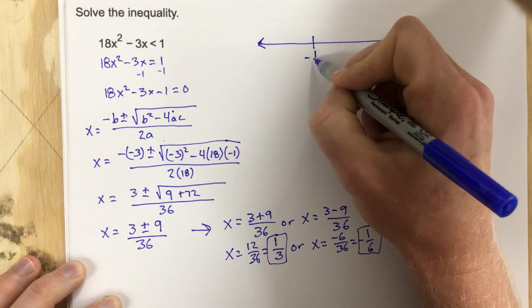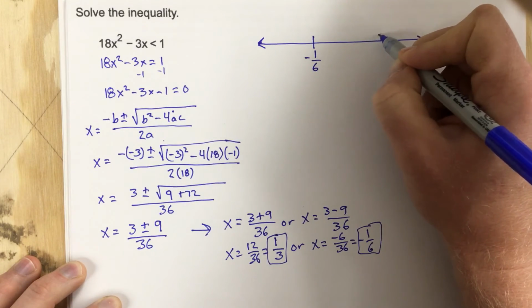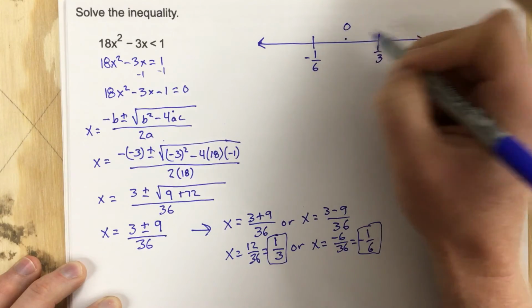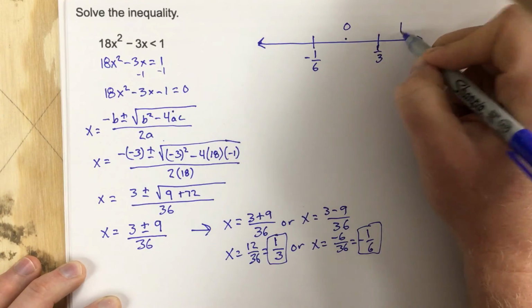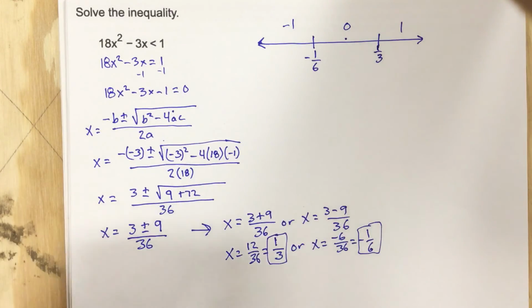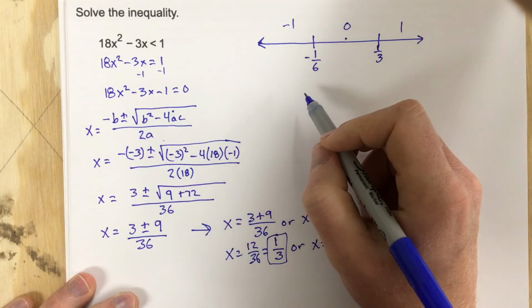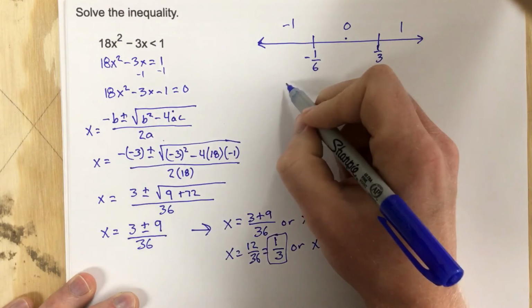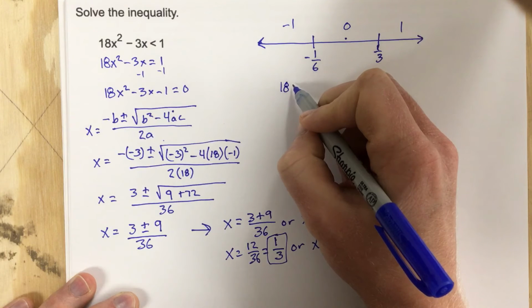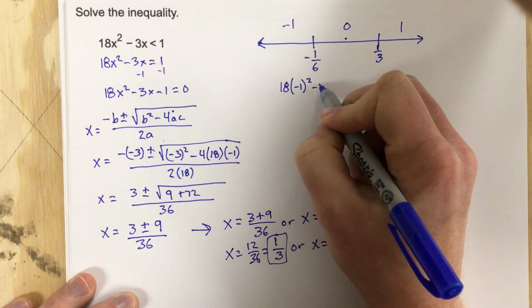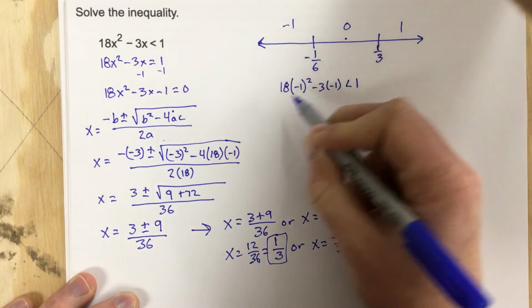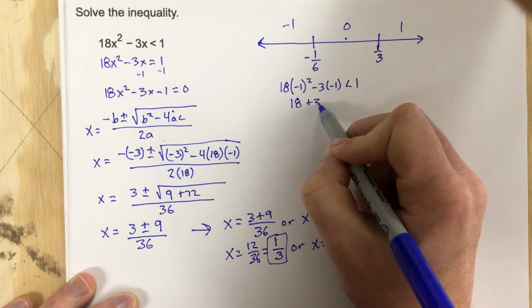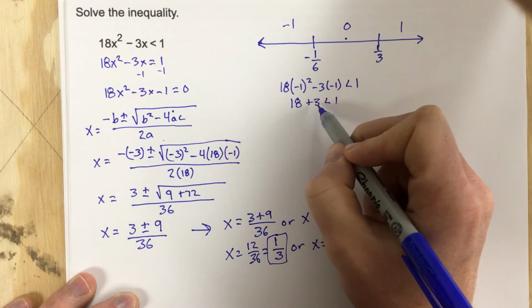We're going to write the roots here, negative 1/6 and 1/3. Between negative 1/6 and 1/3, we know that there's a 0, so we're going to pick 0. To the right of 1/3, that's 1. To the left of negative 1/6 is negative 1. It makes the problem pretty easy when there are fractions between negative 1 and 0, and 1 and 0. So we can plug negative 1 into this inequality and check: 18 times negative 1 squared minus 3 times negative 1 less than 1. This gives you 18 plus 3 less than 1. Is 18 plus 3 less than 1?